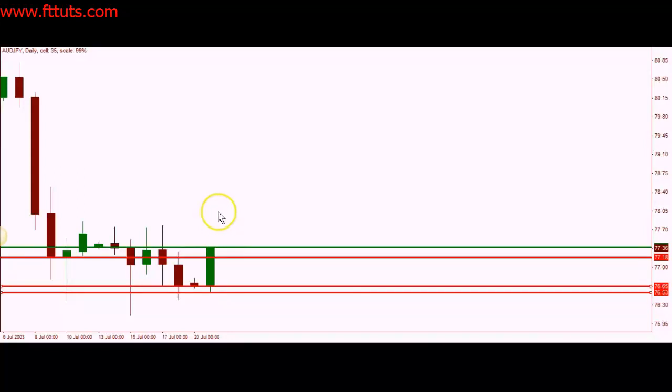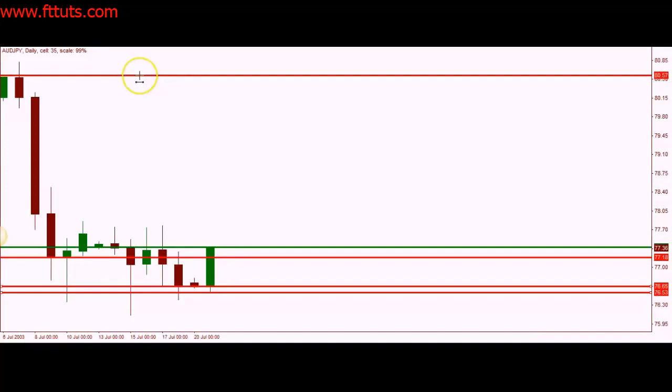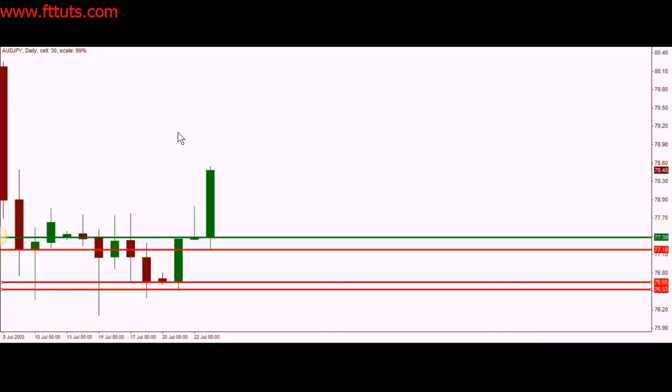So where's my next level that I'm going to look to take profit, or at least look to where I might want to take profit? It's going to be to my left where the next support and resistance level is. So that's a good move here. We'll put a pending order in and let's see what happens.